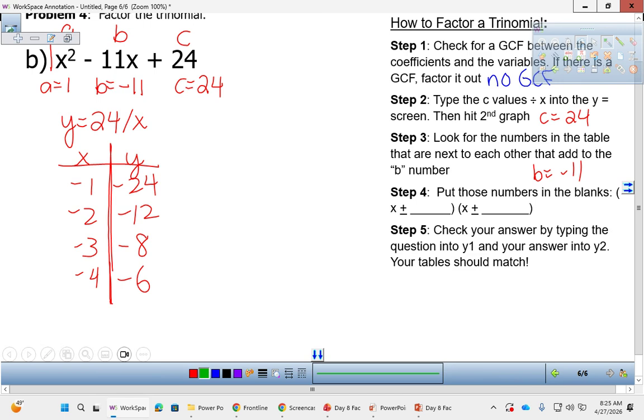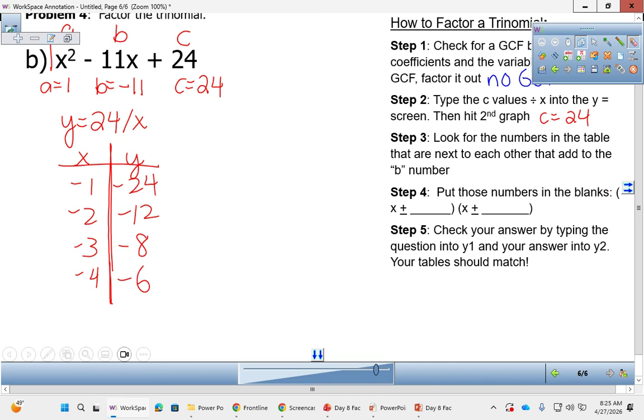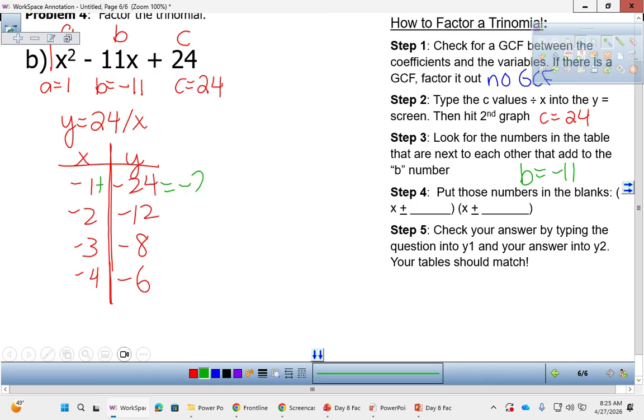Now that I do that, I am looking for numbers that add to the B term, which is negative 11. So let's do some addition. What's negative 1 plus negative 24? Negative 25. Negative 2 plus negative 12? Negative 14. Negative 3 plus negative 8? Negative 11. Negative 4 plus negative 6 is negative 10.